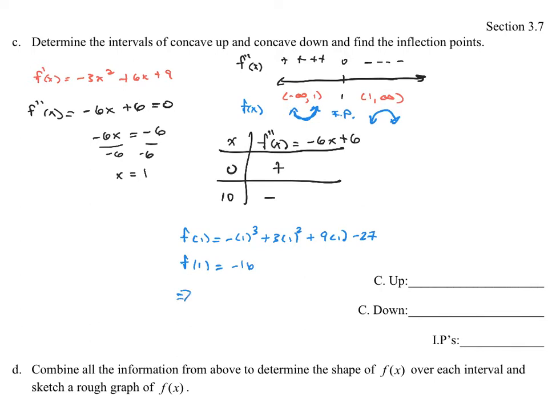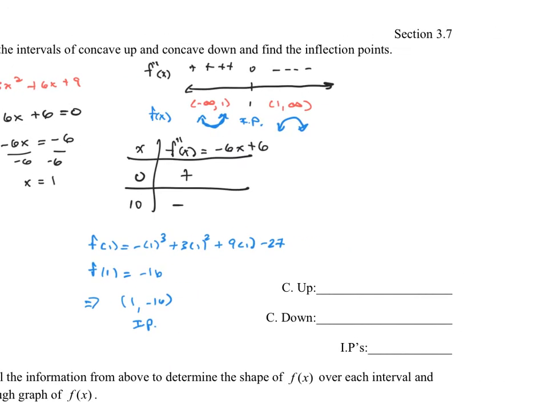So what does that tell me? That tells me that the point (1, -16) is an inflection point, a point where it changes concavity. So let's put it all together. Again, concave up is where the second derivative is positive, which was the interval -infinity to 1. Concave down is where the second derivative was negative, which was the interval 1 to infinity.